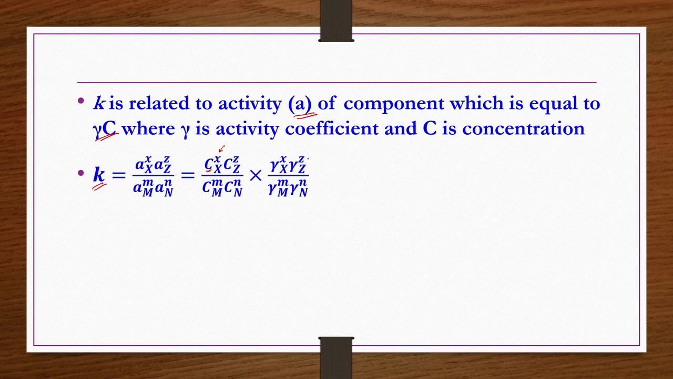The activity coefficient would be equal to 1 if the system is ideal. If the system is non-ideal, then depending on the non-ideality, they will have different numbers. A system can be positively non-ideal or negatively non-ideal, etc. All those concepts are there. Those things you will be studying in the chemical engineering thermodynamics course.